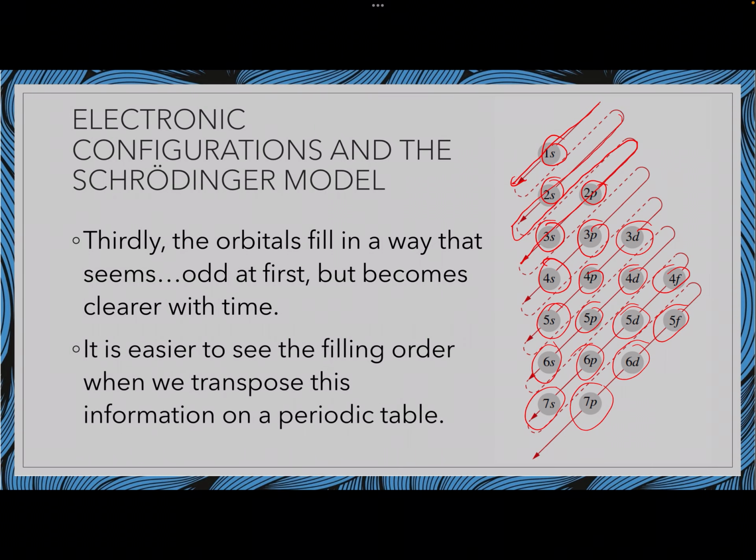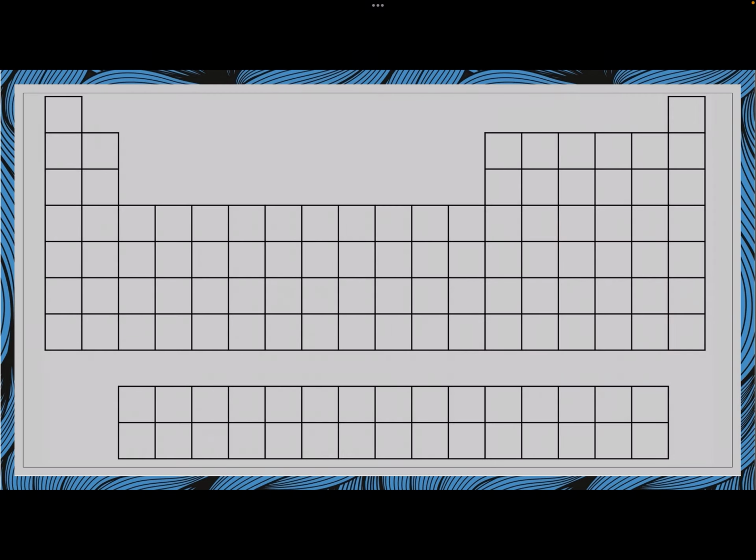Now we can relate that. Yeah, so it's easy to see this filling order when we transpose this info onto a periodic table. So that's why I've given you a nice blank one there. Before we go much further, you don't have to write this exact information down, but we'll write it in a better way.